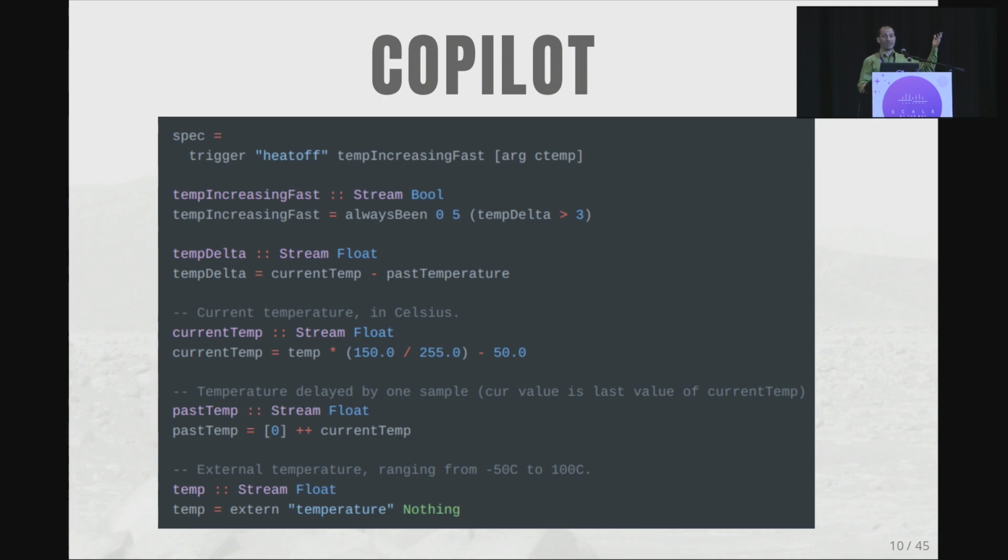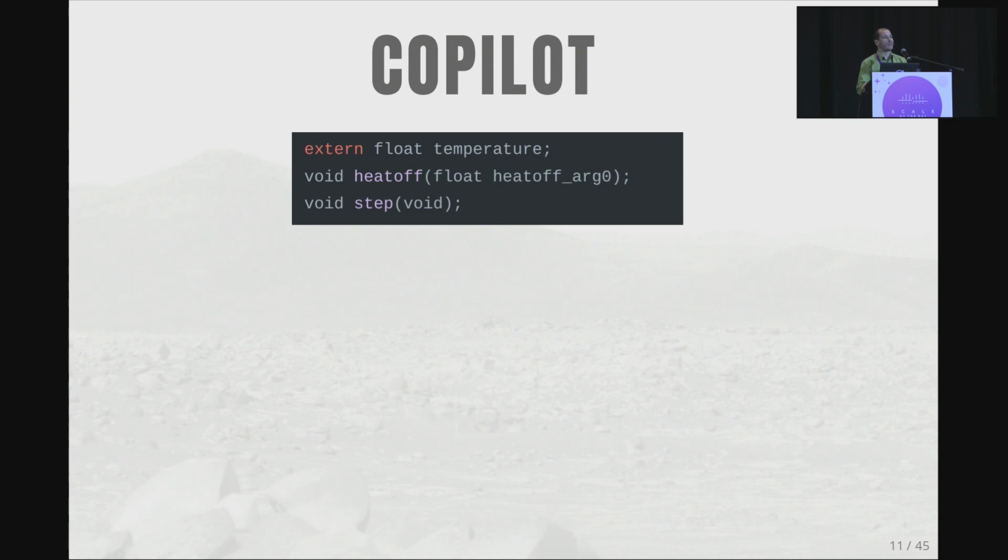It's going to be given by the outside world, by some other part of the system where this is embedded. Now, when you compile that specification, out comes C code. And I'm not going to give you the C code. I'm just going to give you the header file.